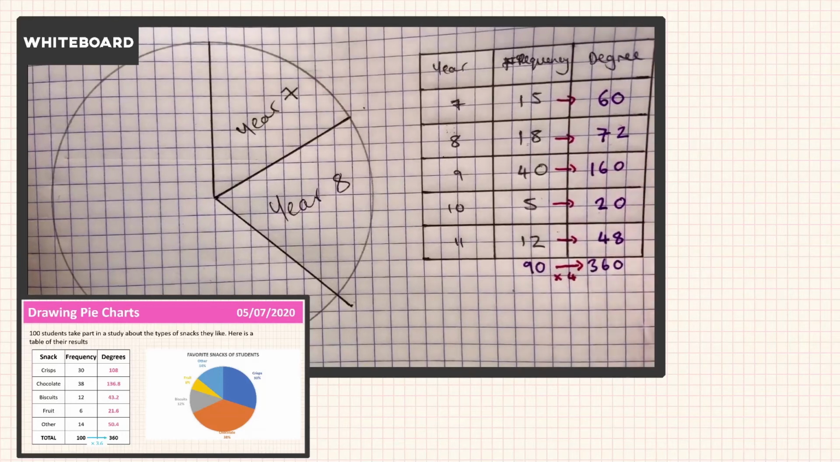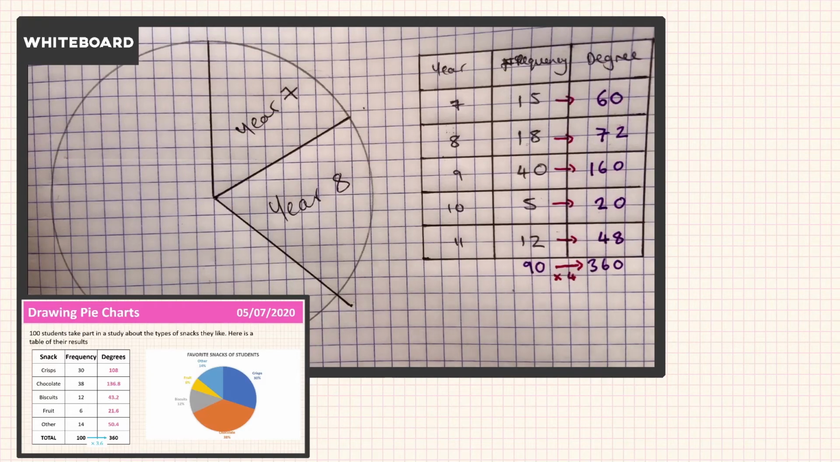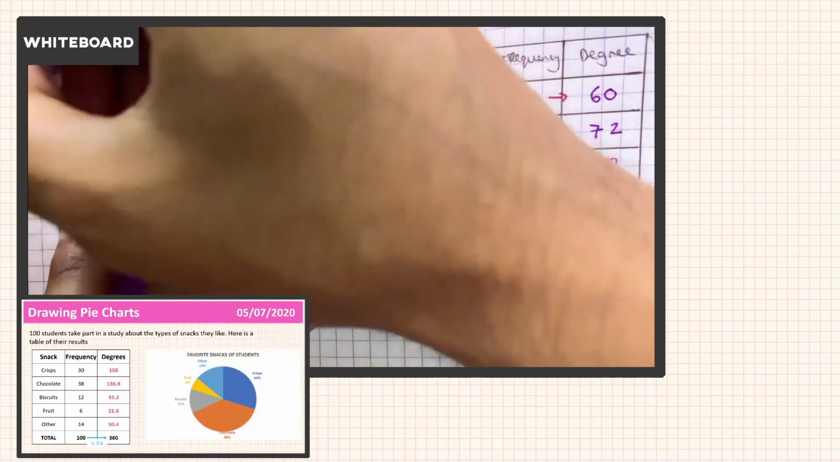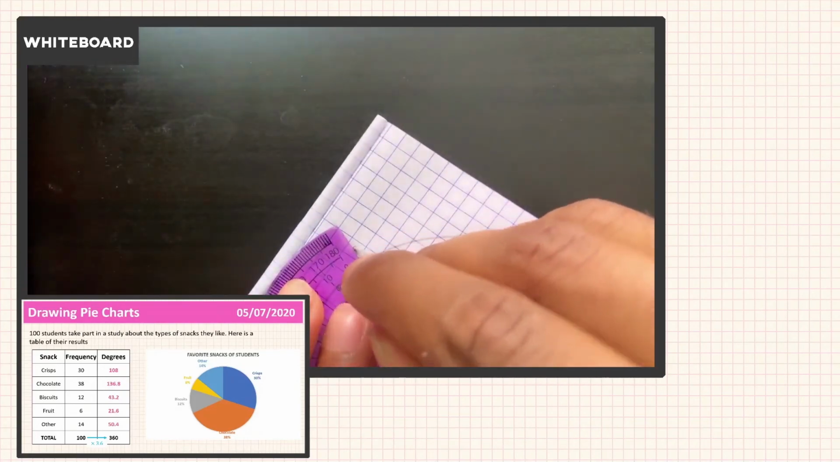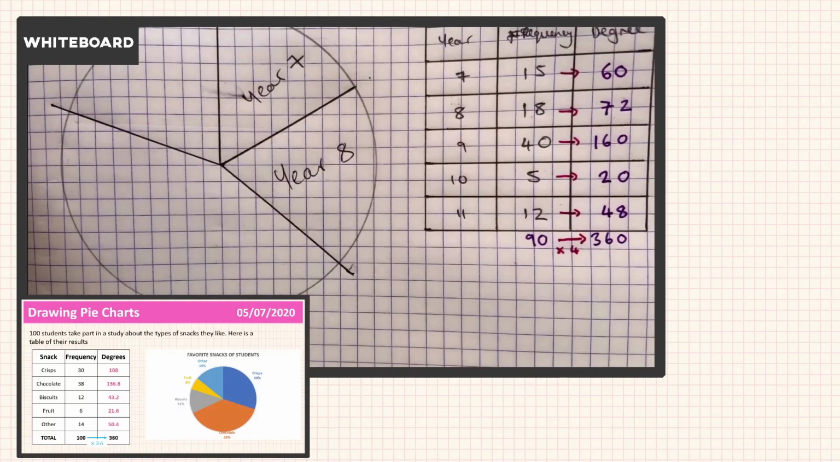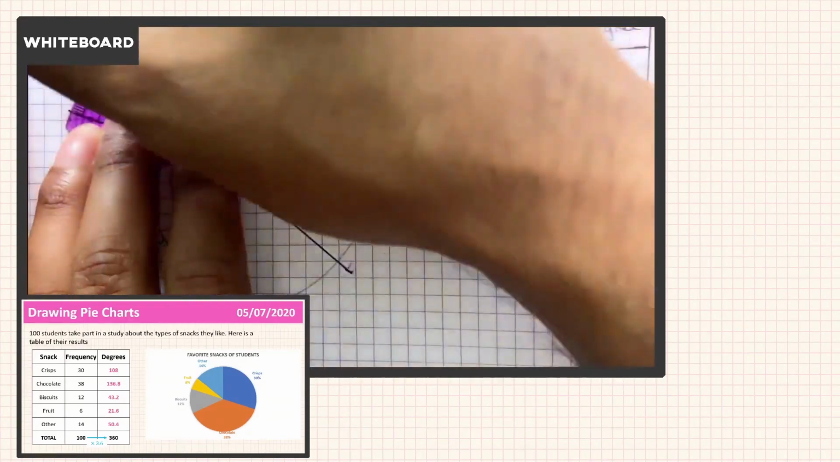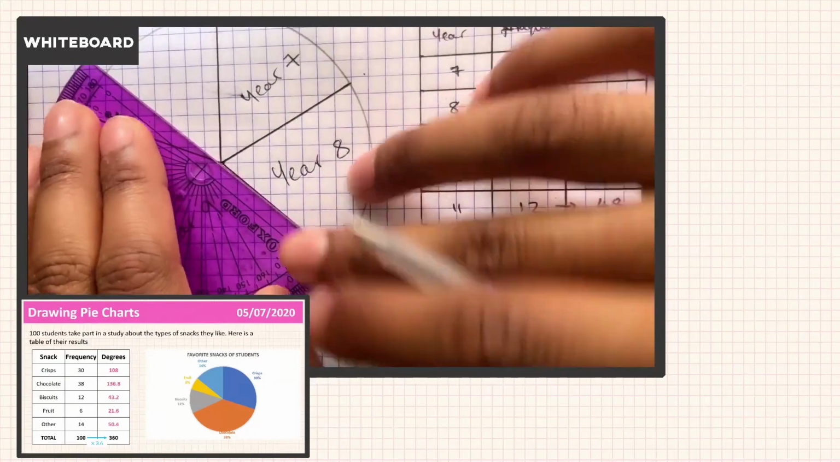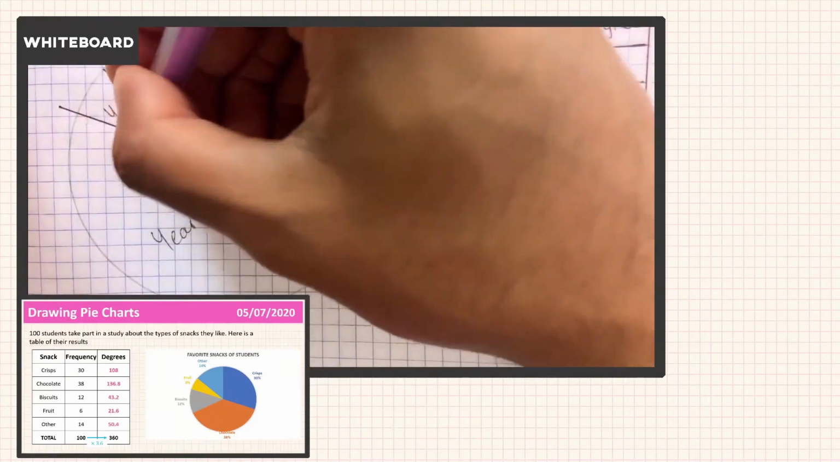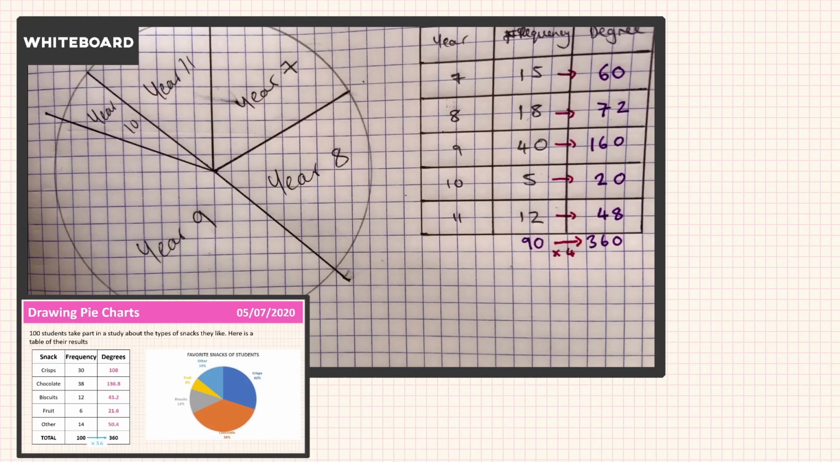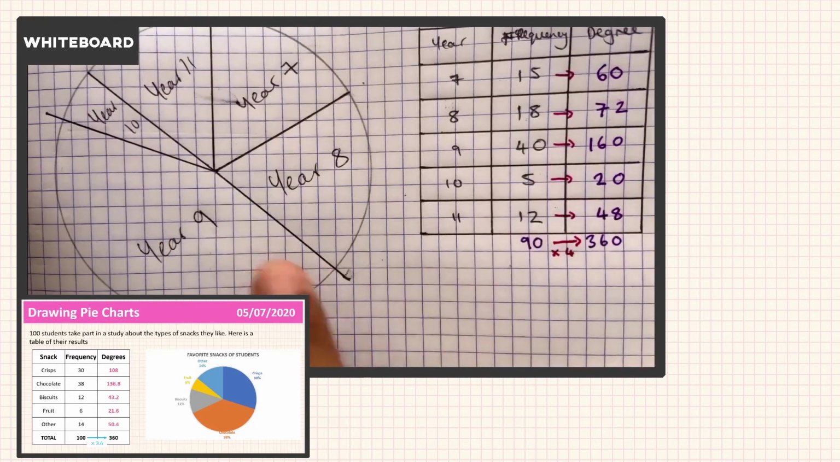All right, now I'm going to do the rest of them. I'm just going to speed this part up and do the rest of them. So what I have done there is completed that table to help you out, so you understand how to complete the table, but also how to plot a pie chart.